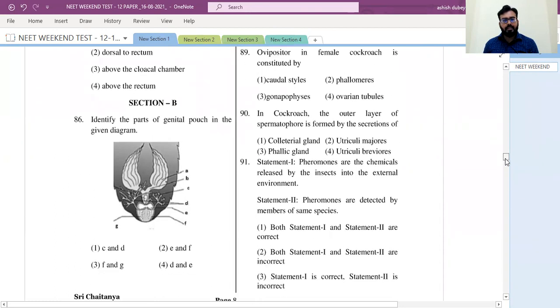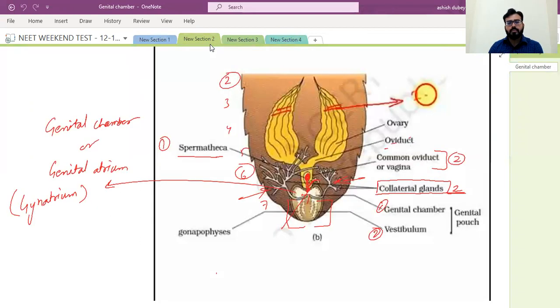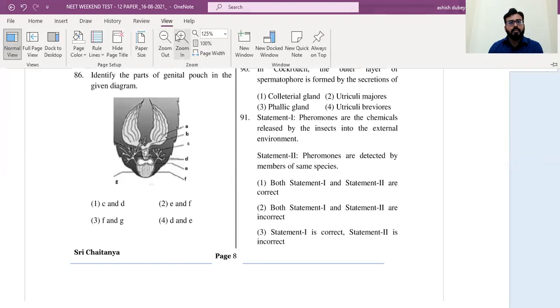Now these questions have been done. Now section B, see section B. Identify the parts of the genital pouch in the given diagram. Parts of genital pouch. See, you can compare this diagram with this one. Okay, you can compare this with this one. So the part of genital pouch, let me zoom it a little bit.